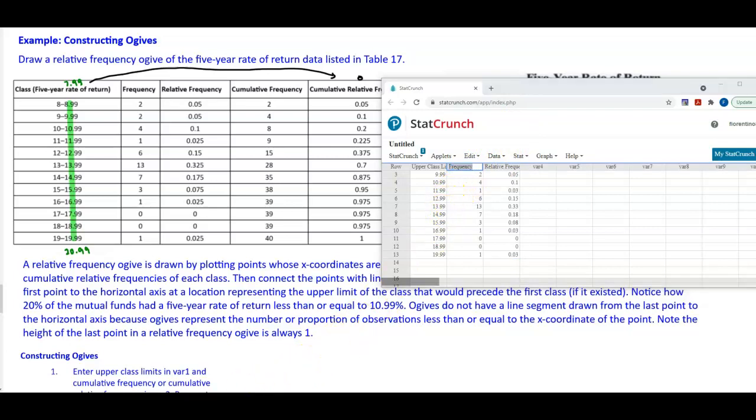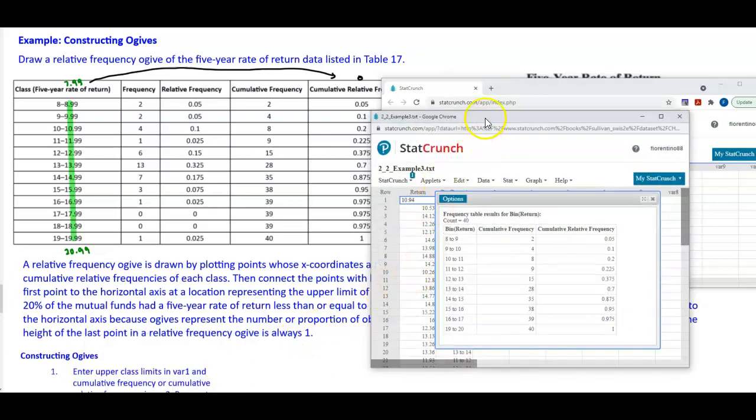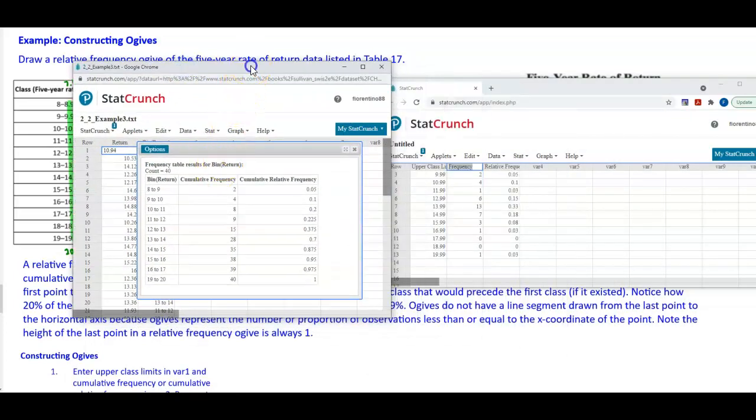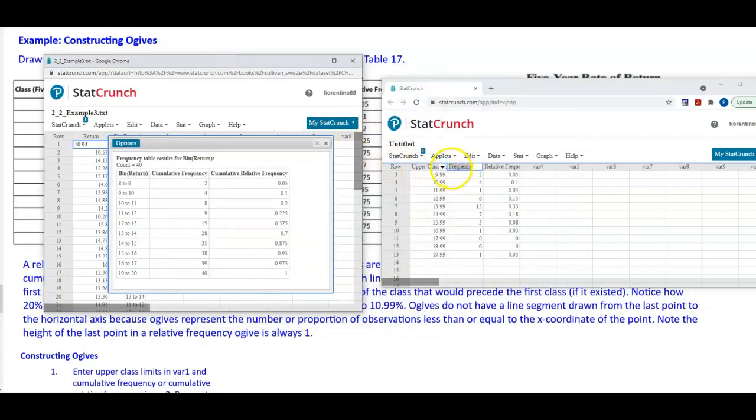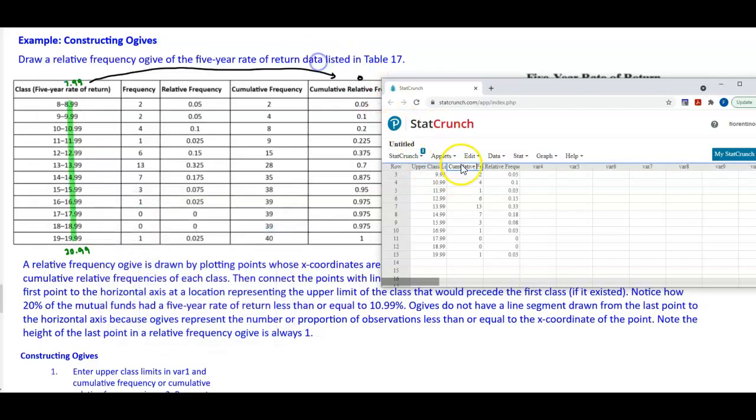Recall that in our other example, we had our cumulative frequency. So we're going to put in our title here, cumulative frequency. Then we also have this title here that represents cumulative relative frequency. So we're going to put in our cumulative frequency. We have 2, and then 4, we have 8.